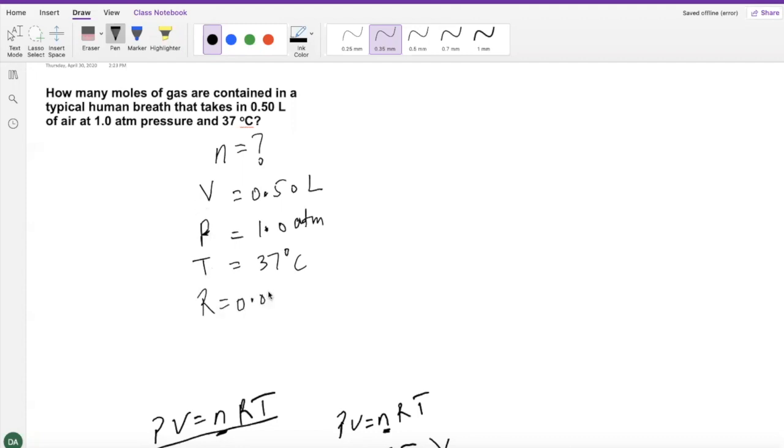And guys, we always have R. R is 0.0821. That's always given to you, right? So now tell me, how do I find N?